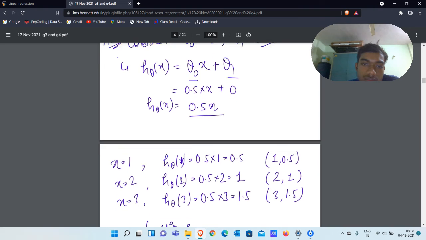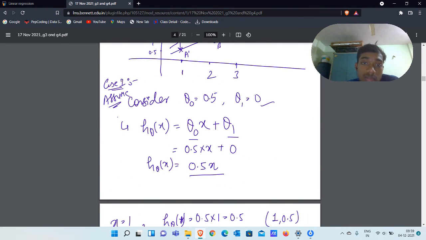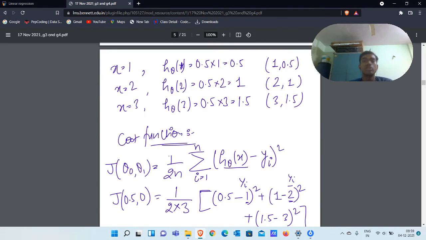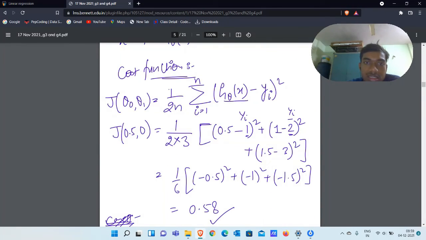So for x equal to 1, we are just computing the different values of y with the help of this line equation, and we get the values. Now we'll be using the cost function, that is minimum square error, or distance, which is 1 by 2n summation of the square of the difference between the predicted one minus the actual one.